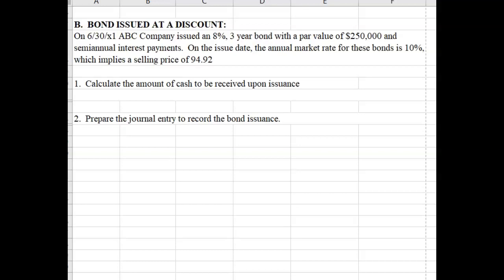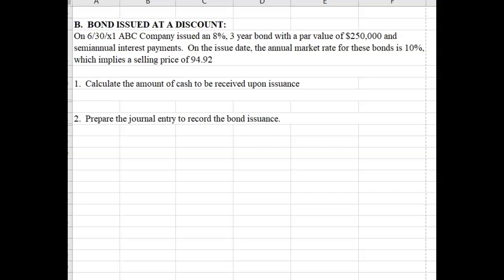Several things to remember about that. The stated or contract interest rate is the rate specified by the bond indenture. It is the rate of interest to be paid to the bondholders over the term of the bond. The market or effective rate of interest is equivalent to the interest that is being paid on other bonds of similar risk and maturity. One way to look at it is this.